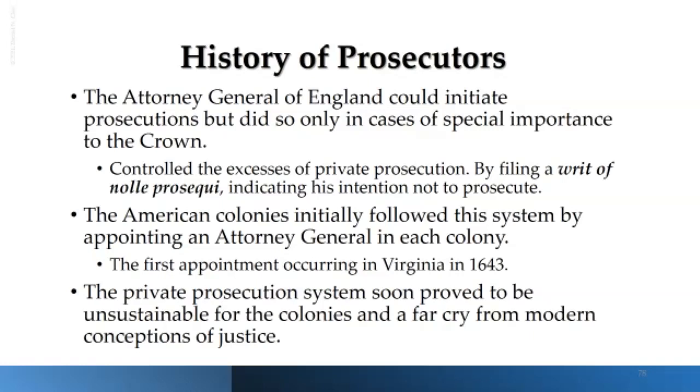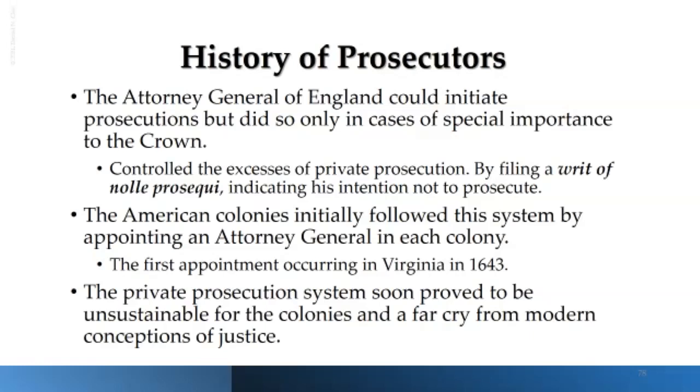Now, to control the excess of private prosecutions, the Attorney General would often file what's called a writ of nolo prosequi. Basically, this is a writ of no prosecution. What this did is it signaled the Attorney General's intent to not prosecute an individual for a specific crime. This could be thought of as a deterrent for private prosecutions, because if the Attorney General says they're not going to do anything, or they don't see that there's anything worth prosecuting, it's going to be difficult for a private individual to justify this. So that was kind of the goal.